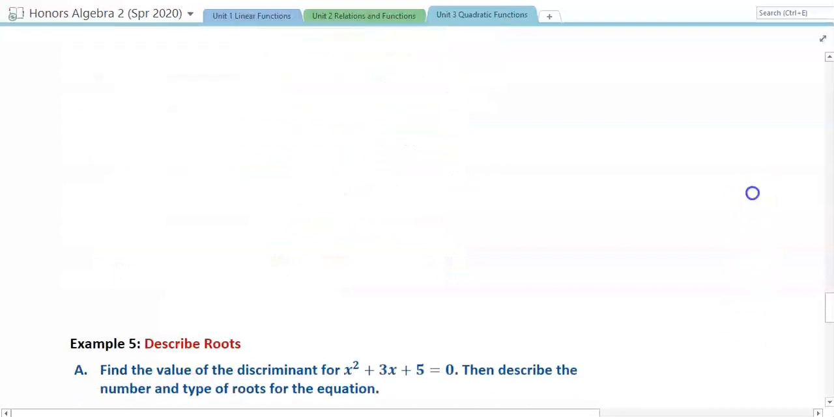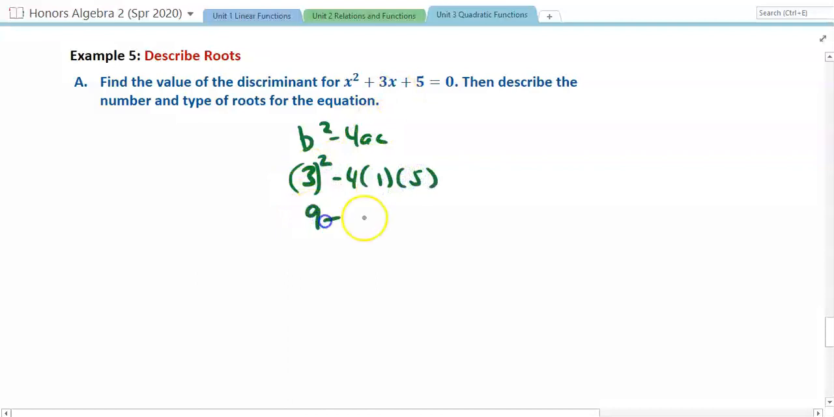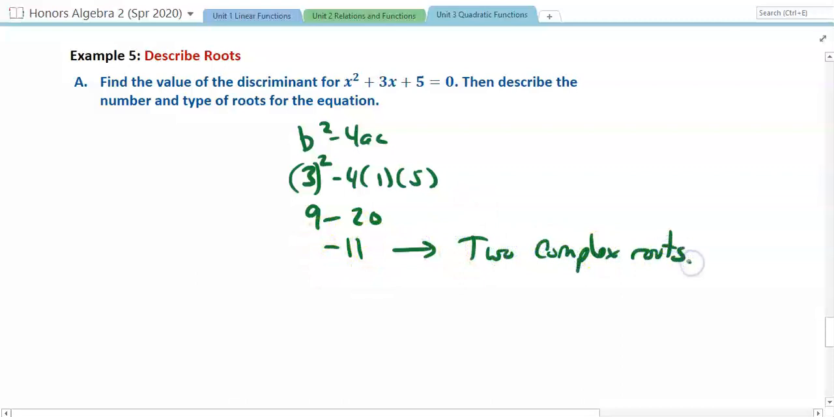And so using this real quick, we're going to talk about what type of roots might come out of an example. It says find the value of the discriminant and then describe the number and type of roots. So we're not looking for what the solution or the roots are. We're just asking what the type of roots are based on the value of the discriminant. So remember, the discriminant is b squared minus 4ac. So I'm going to get 3 squared minus 4 times 1 times 5. And so that's 9 minus 20, which is negative 11. Well, my discriminant came out negative, so that means I have 2 complex roots. Not telling me what those roots are, but again, we could solve from here.